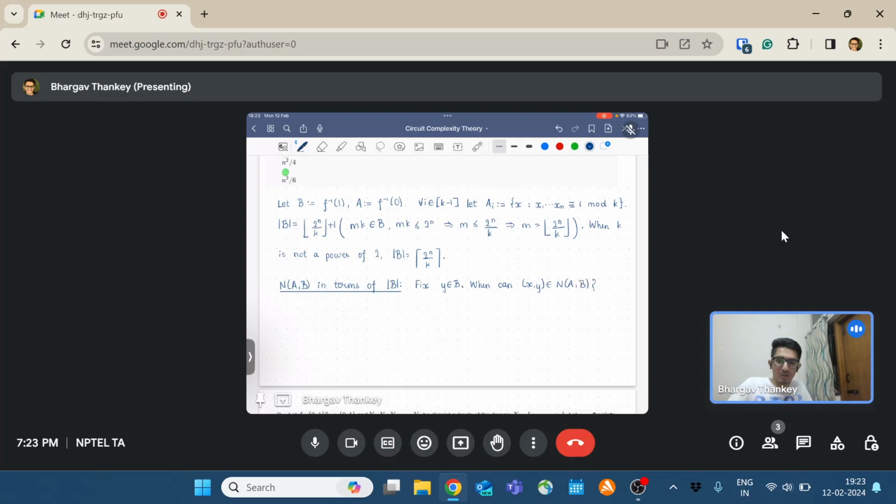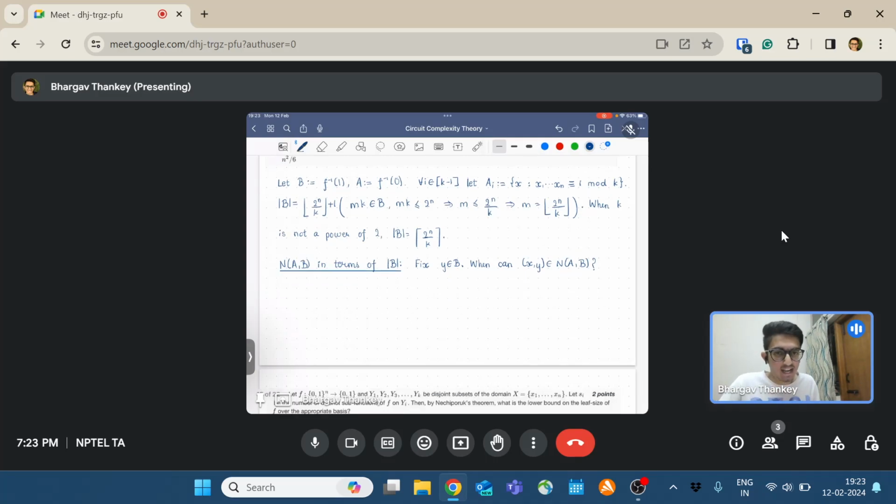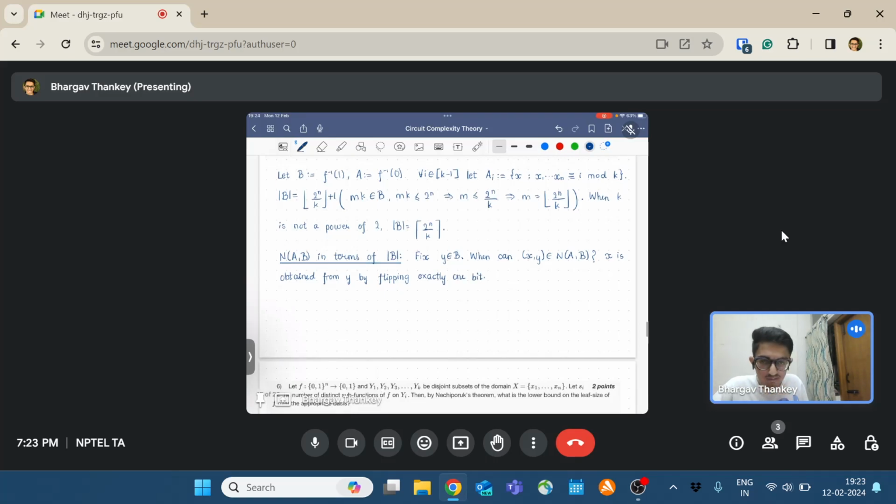So this is the question we are trying to answer, right? First of all, x and y are going to be neighbors. So x is obtained from y by flipping some bit, right? Okay, so now there are two cases.